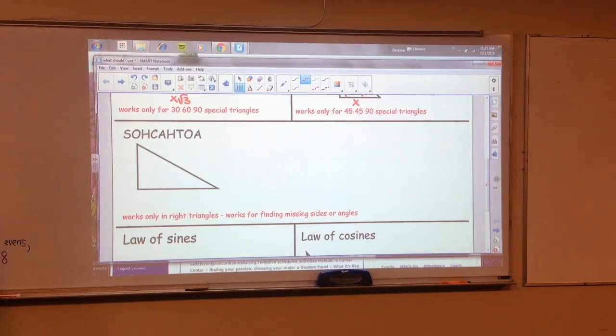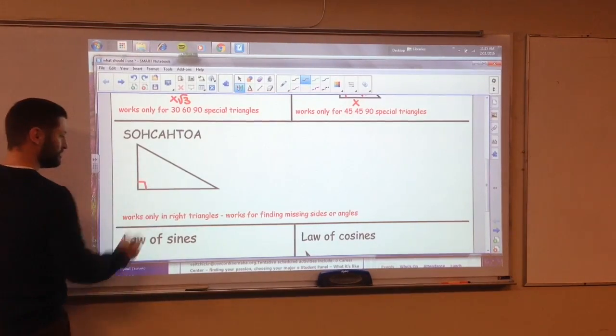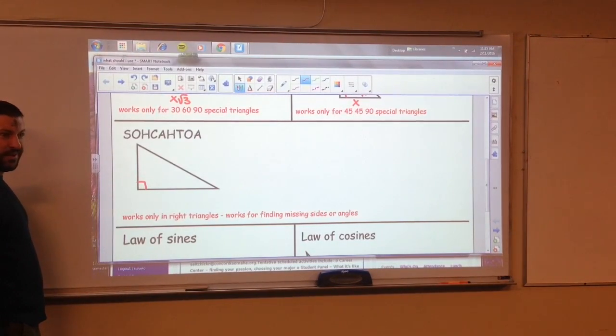SOHCAHTOA. Spell it correctly. If you don't spell it correctly, you get it wrong. It only works for what kind of triangle? A 90-degree triangle. That's it. And it works for which angles in the right triangle? The two. All of them except the 90.